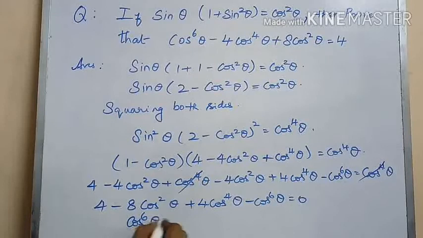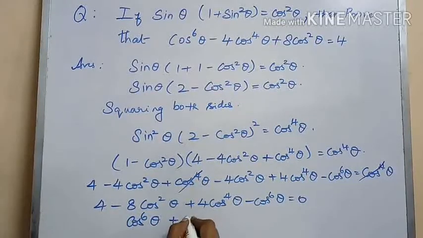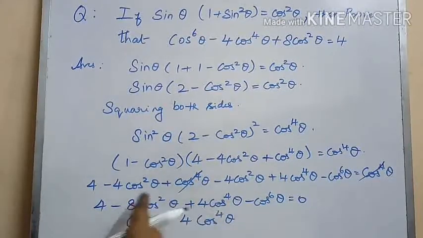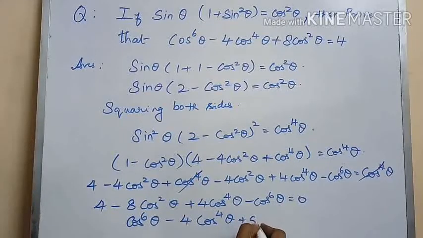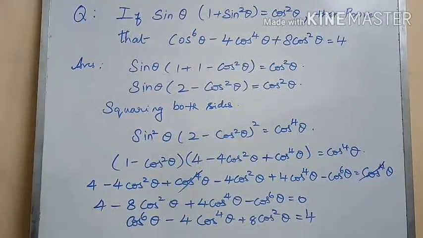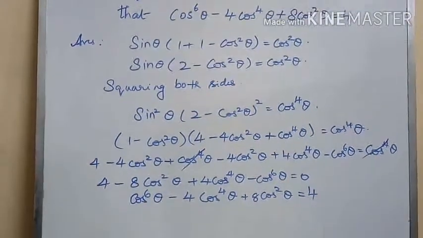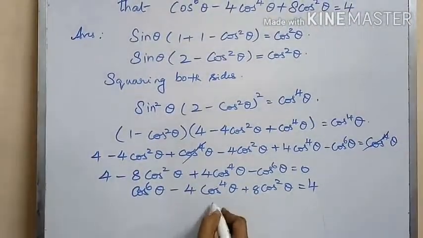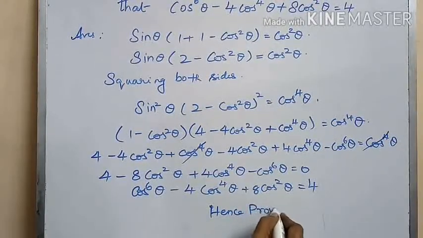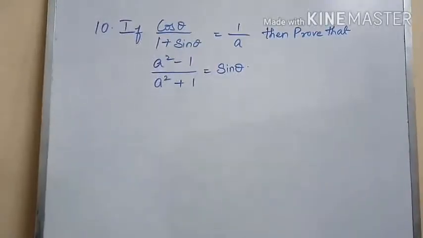Taking everything except 4 to RHS, we get cos to the power of 6 theta minus 4 cos to the power of 4 theta. Taking to the right side, we get plus 8 cos to the power of 2 theta. 4 is on the same side, which is equal to 4. So this is what we have to prove. Let us conclude the answer as hence proved.